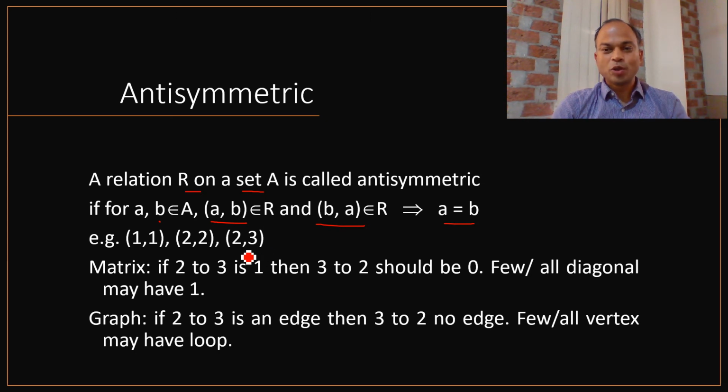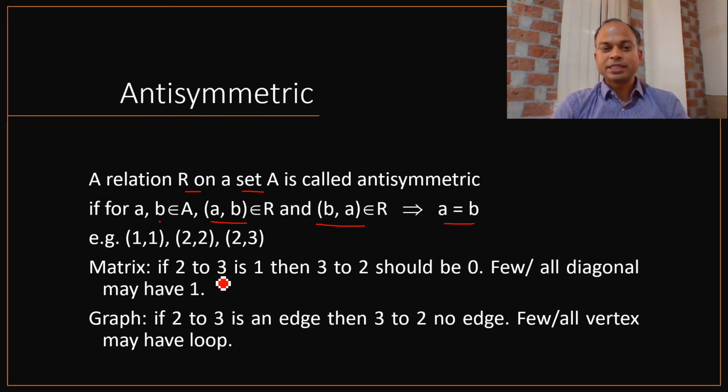If we talk about the case 2, 3, here A is related to B, but B is not related to A. Therefore, we cannot check the equality. I mean, no counterexample is available in the case of 2, 3. If no counterexample is available, then we can conclude that 2, 3 supports the antisymmetric property.